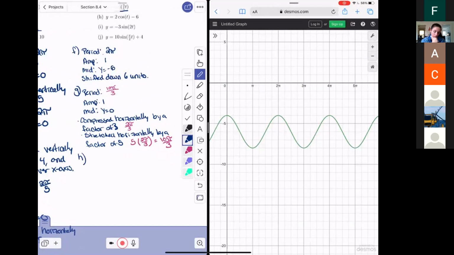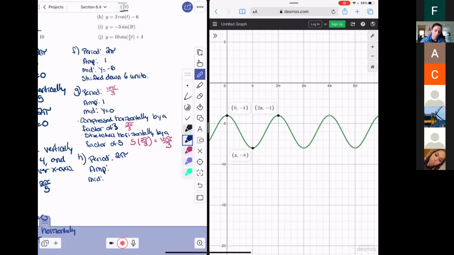All right, problem H, we have to determine the period. It starts at a peak and we're going to end at another peak. So our period is again 2 pi. Next, we have the amplitude and the midline.